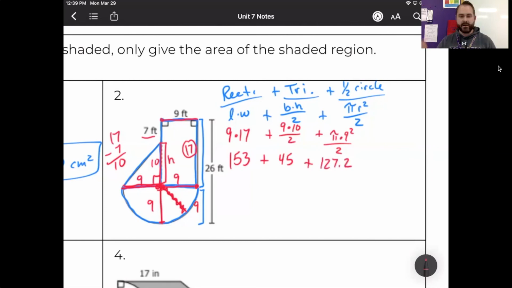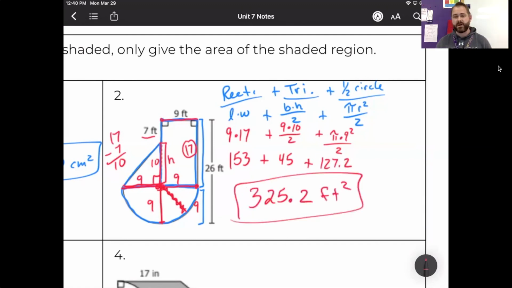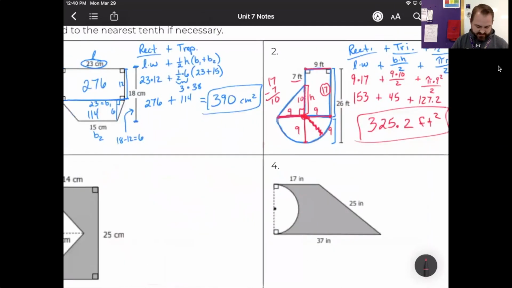Now I'm going to add all those up. I'm going to add 45 to that, and then also add 153 to that, and my total area for the entire figure is 325.2 square feet. Okay? All right, just a couple more examples and then we'll be done with this lesson.